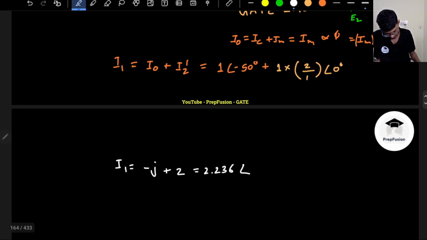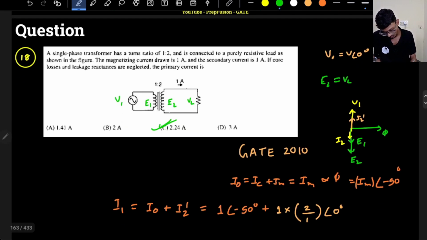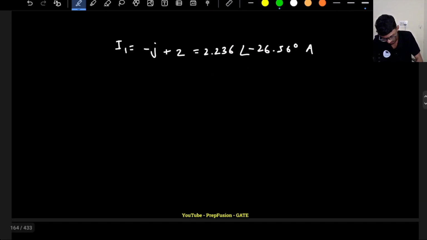Okay, and what will be the phase angle? 1 divided by 2, tan inverse, so minus 26.56. But of course they have just asked us the magnitude, so it is 2.24. 2.24 will be the correct answer of this particular question. Pretty simple, not that difficult to understand. Okay, let's move on to the next question.